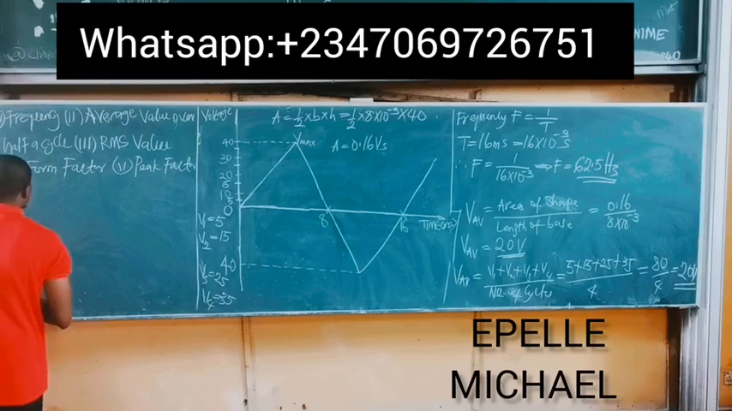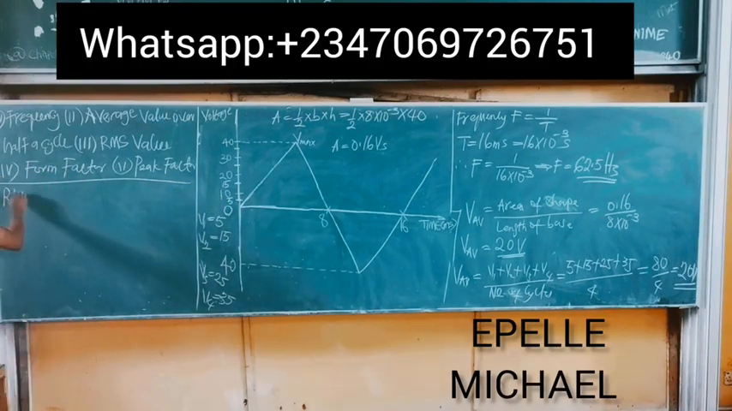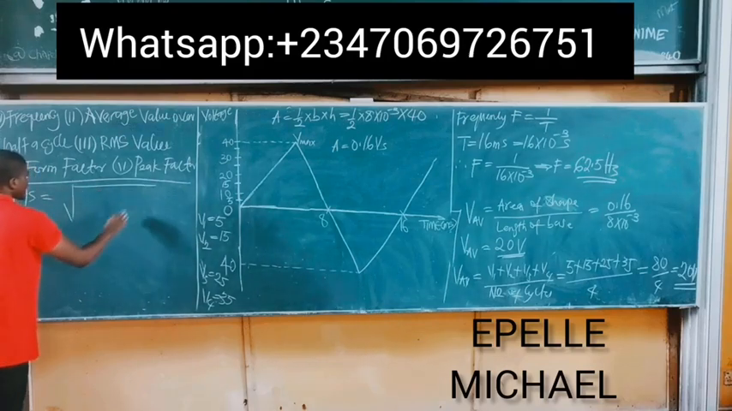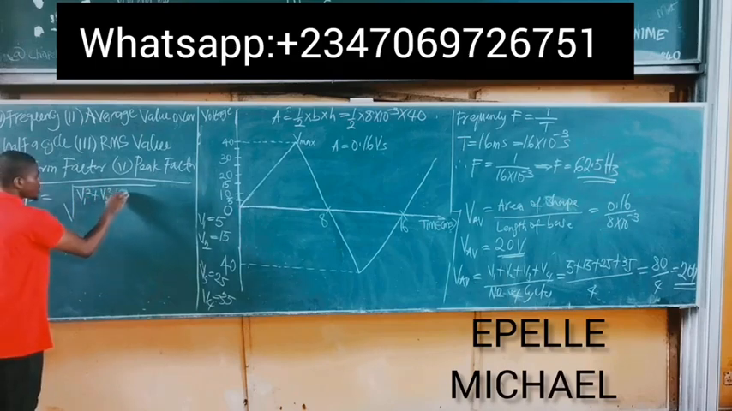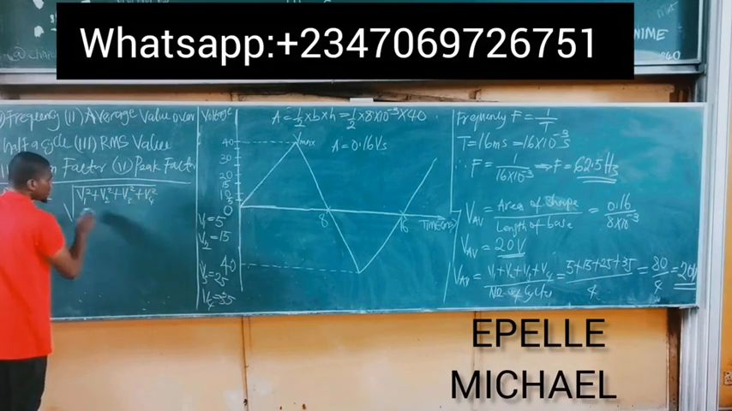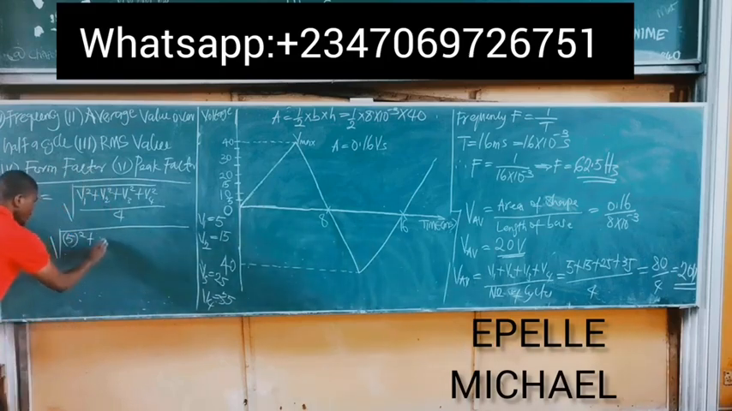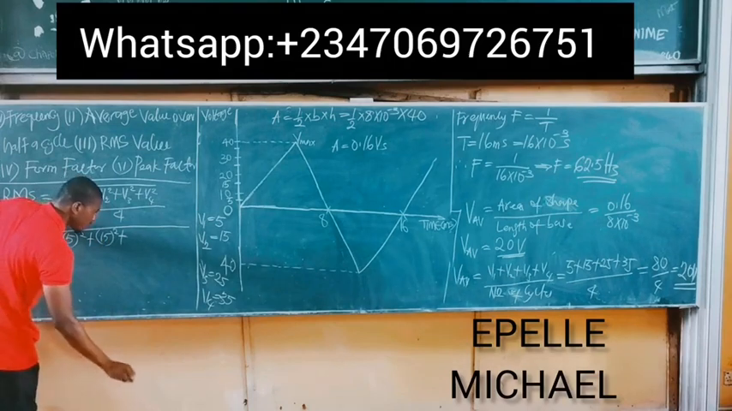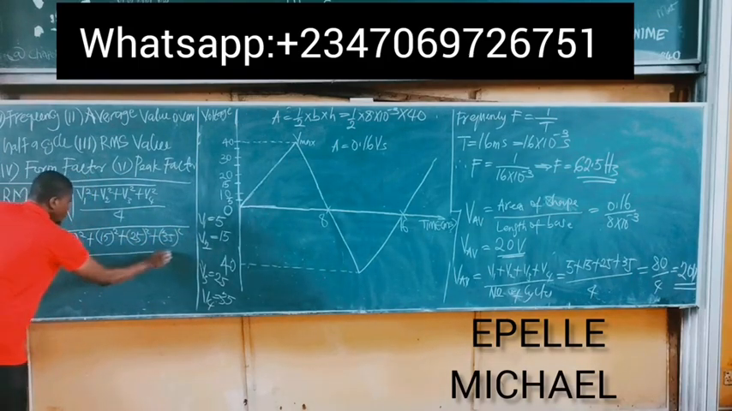Next is to find the root mean square value. To find the root mean square value, RMS, it is simply the square root of the sum of the squares of the mid ordinate voltages. So V1 squared plus V2 squared plus V3 squared plus V4 squared, divided by 4. So RMS is equal to the square root of 5 squared plus 15 squared plus 25 squared plus 35 squared, all over 4.